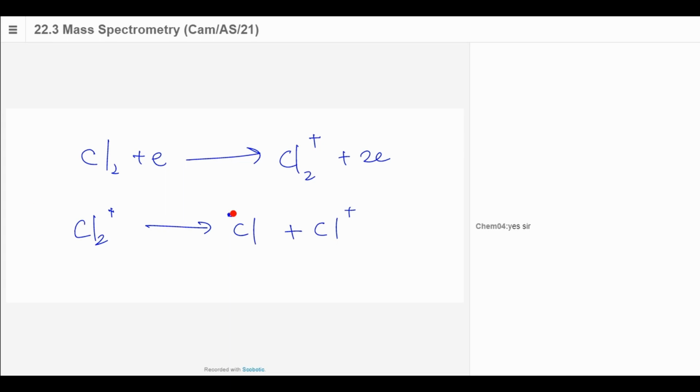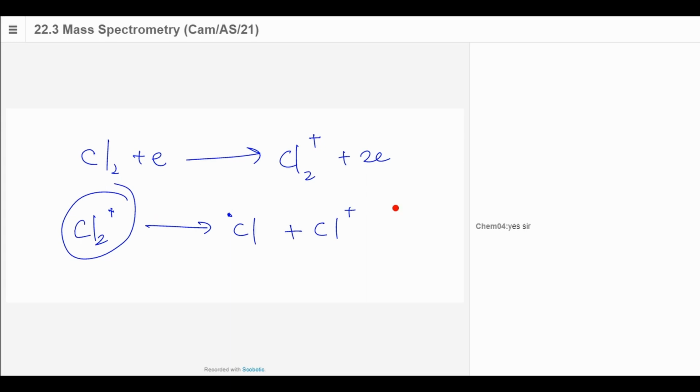And this is the breaking down of the molecule ion. In fact, most of the molecule ions may break down. Sometimes fewer molecule ions break down. But some of the molecule ions break down; this is known as fragmentation, as you have heard before. The breaking down of the molecule ion into an atomic ion and a free radical is referred to as fragmentation.